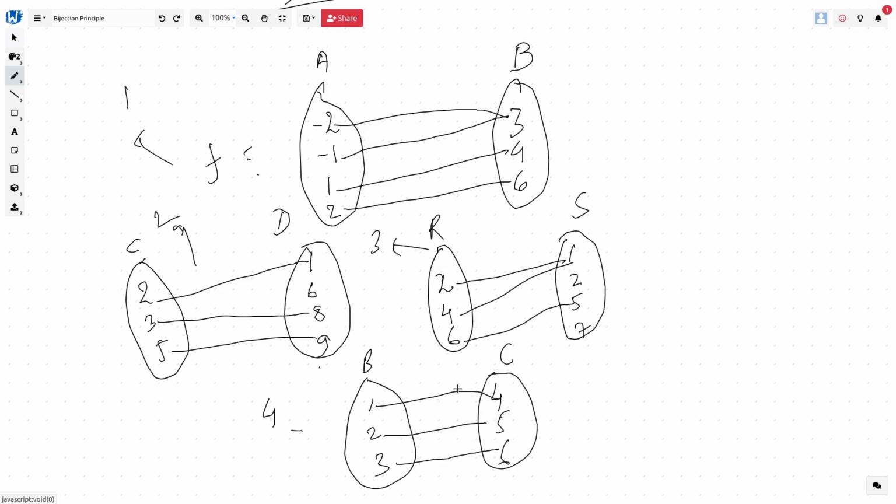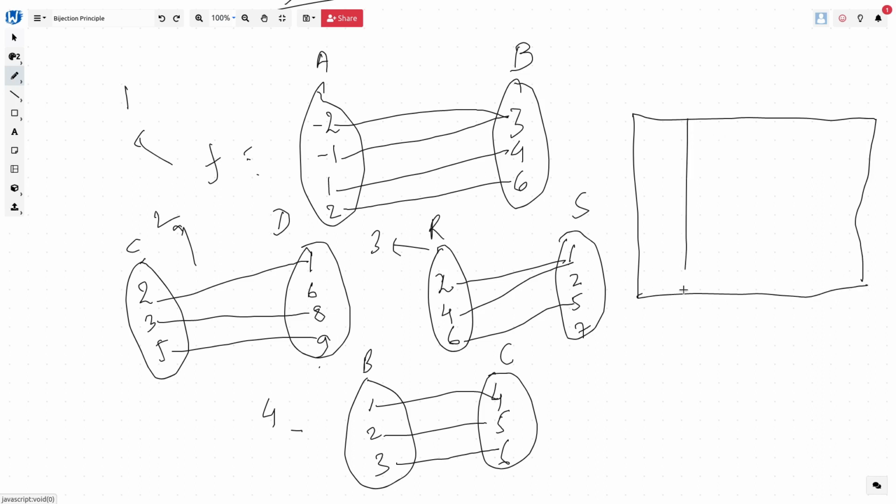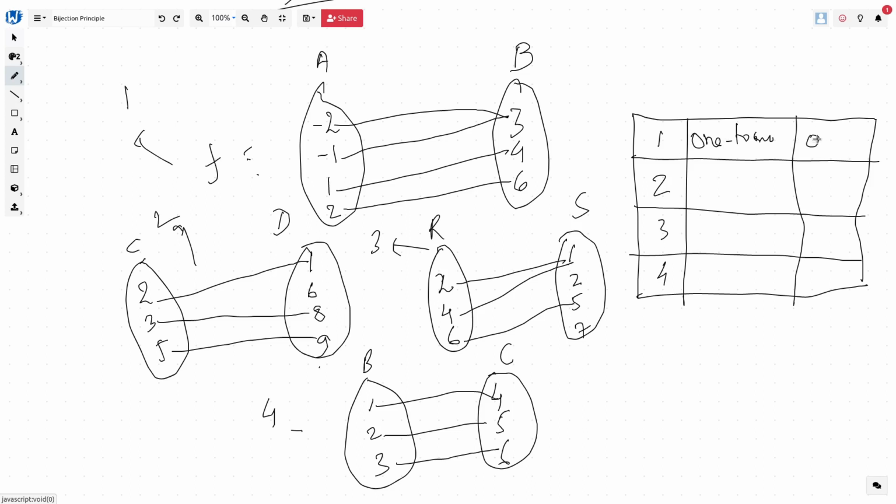Now we draw a table here to see which functions are injective or one-to-one and which functions are onto or surjective. So we write the function numbers here. This is our function 1, 2, 3 and 4. This is one-to-one and this is onto. So this is injective and surjective, right? Oh, sorry, we have to give them some space.